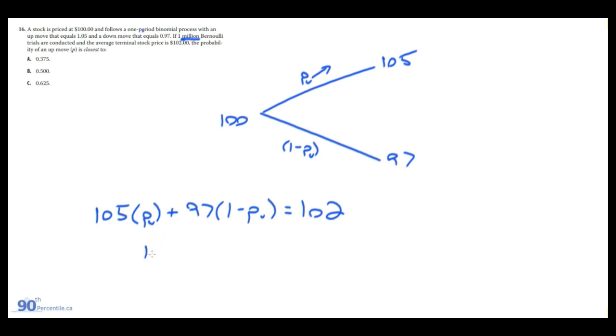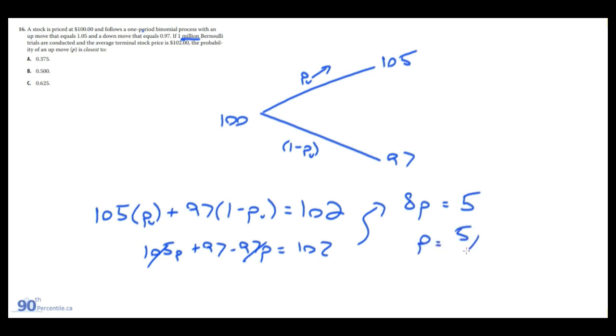So if we were to run this out, simple algebra, 105p plus 97 minus 97p equals 102. We can bring all this stuff over here. So it would be 8p, if we're isolating for the p's here, 105 minus 97 is 8p, and then 102 minus 97 is 5, so p would be 5 over 8, which is 0.625. It's the probability of an up move, and then the probability of the down move would be 1 minus that, but we're not worried about that.